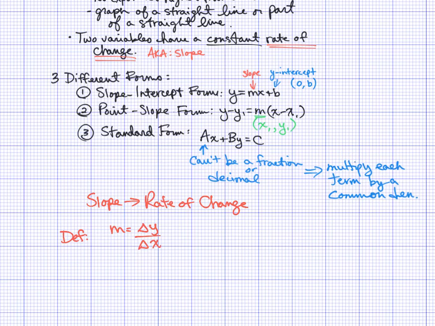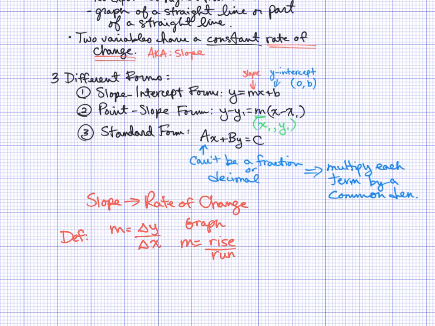So slope can be the change in y and the change in x. That's the general form. If we're looking at a graph, the way we interpret this is the slope is the rise of the line over the run of the line, right? The rise over the run.